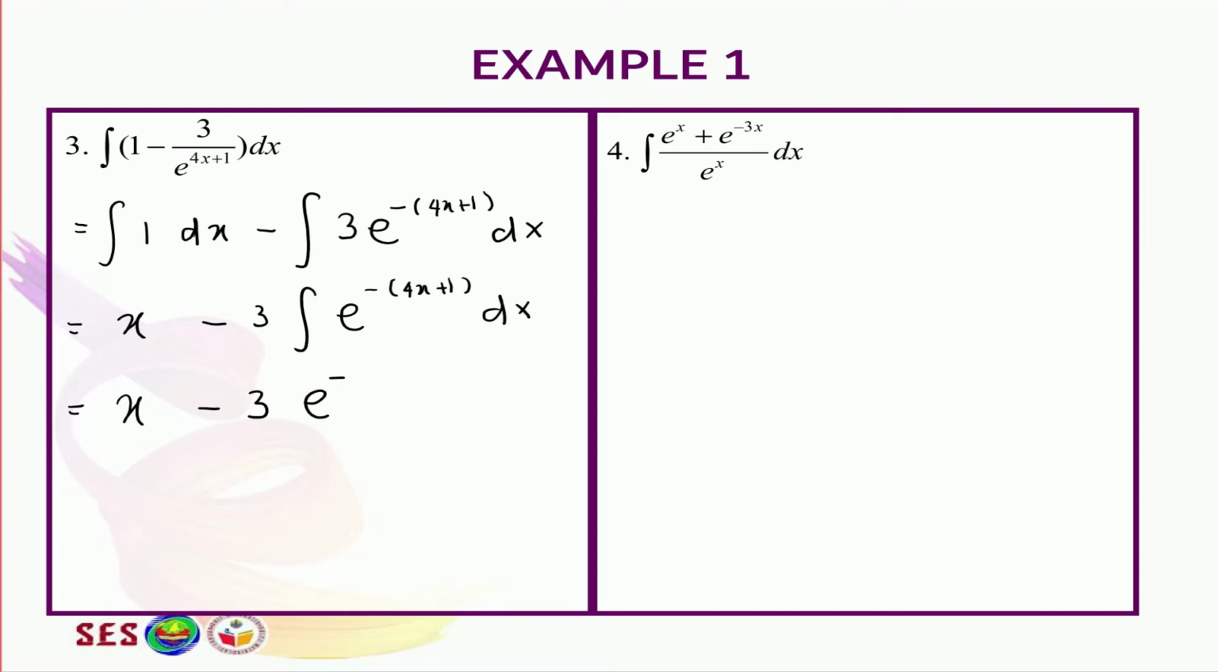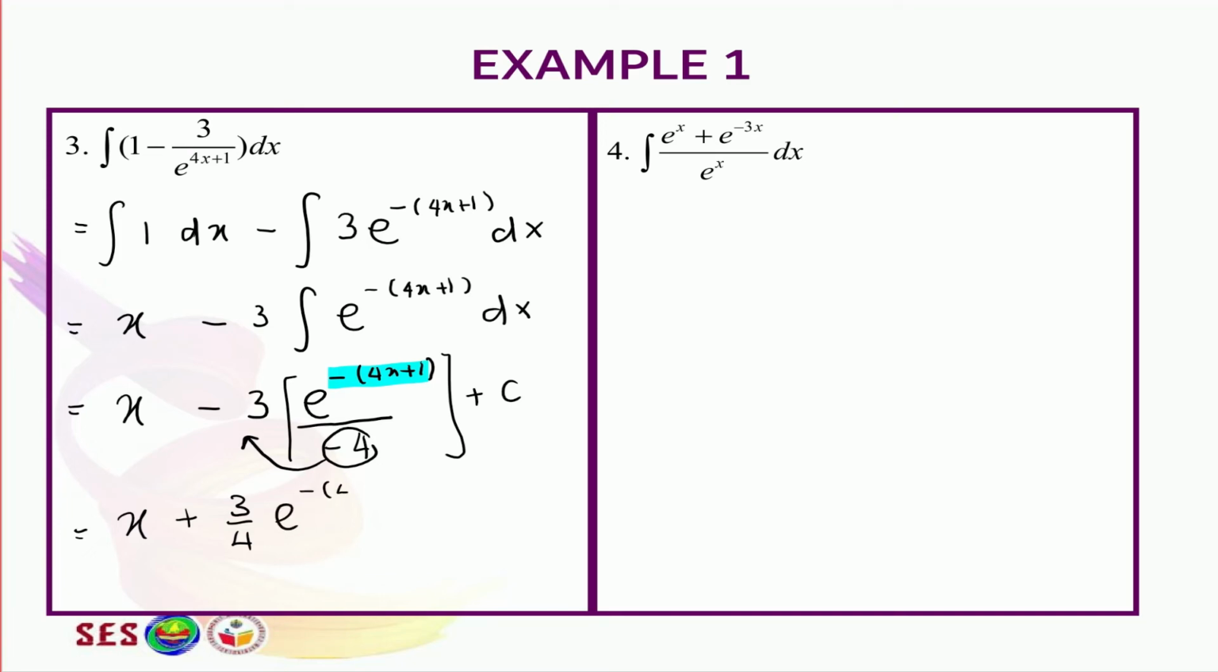So this is equal to x minus 3. Write it back, e to the power of negative 4x plus 1, and then you need to differentiate the power, so you have a negative 4. And don't forget the c. When we expand it, we get negative 4 multiplied with negative 3, so you have a positive 3 over 4 e to the power of negative 4x plus 1 plus c. So the answer is x plus 3 over 4 e to the power of negative 4x plus 1, plus c.